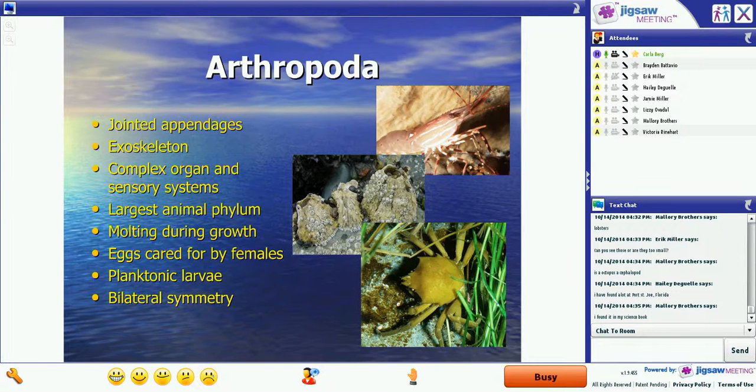Okay, I'm going to just flip ahead here a little. Here we go. Arthropoda. Would anyone like to, who has not already, read this slide? If you've already read, please don't volunteer. Mallory, let's see if your mic works. Go ahead and give it a try.